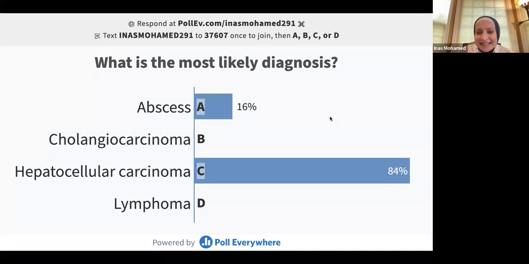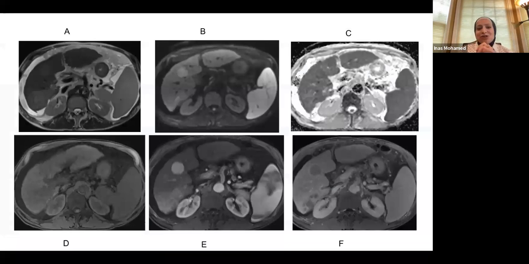Okay. Actually, it is hepatocellular carcinoma. So look at the liver. That's a cirrhotic liver, right? Look at the spleen, the liver. That liver is cirrhotic. It's nodular. You see the ascites. See this T2 signal there? There is fluid. The spleen is big. So this is a cirrhotic liver.